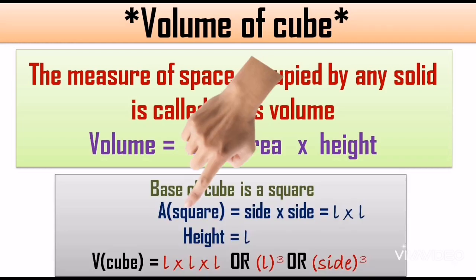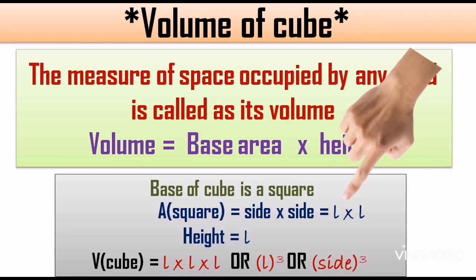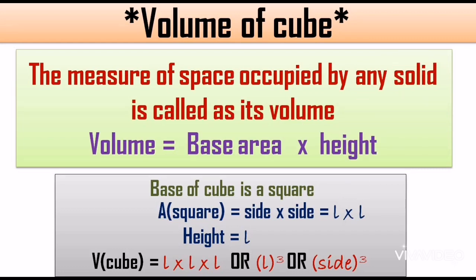And area of a square is nothing but side into side, that is length into length. It can be x into x. It depends upon what letter you are choosing to represent that side. For the cube, length, breadth and height all are equal. That is why letter L is chosen to represent height. So in short, base area is nothing but L into L and height is also L.